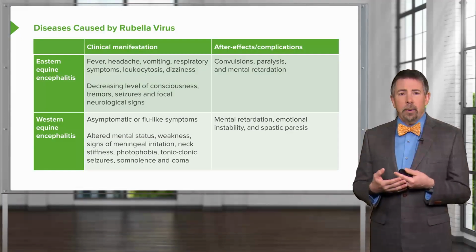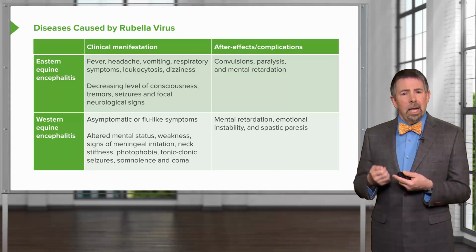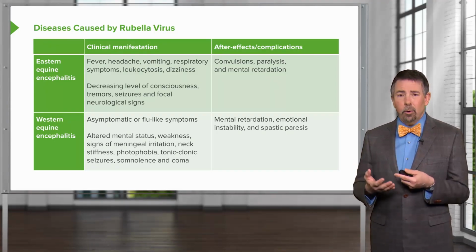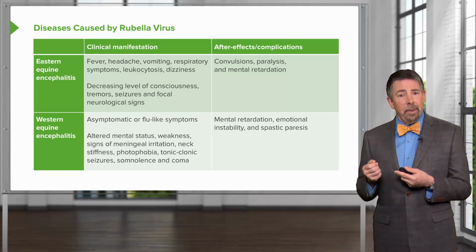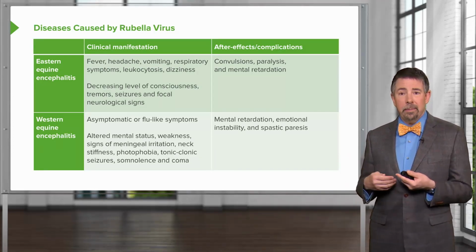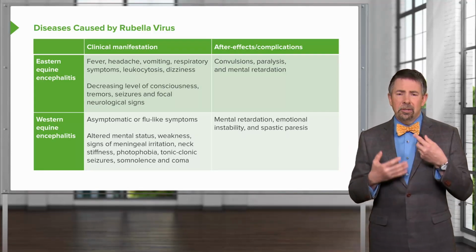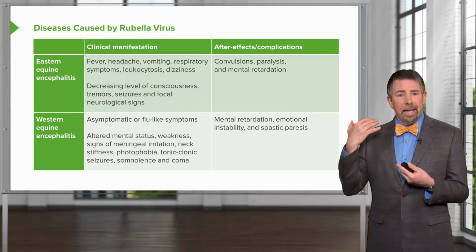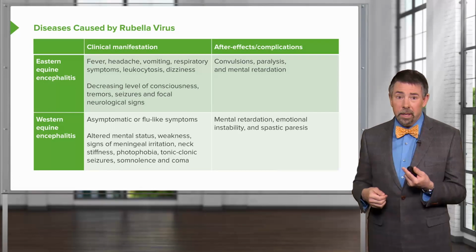The Western equine encephalitis virus causes Western equine encephalitis, and here most patients start off with either an asymptomatic prodrome or, at the very worst, a mild flu-like illness. So they may develop altered mental status out of the blue, many times toward the end of the summer, after mosquito bites may have occurred. They'll become weak. They may develop some neck pain, neck stiffness because of meningeal irritation, and photophobia.